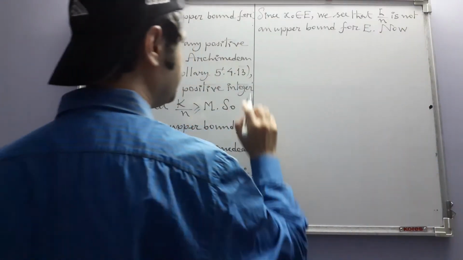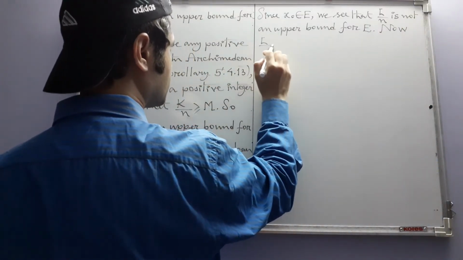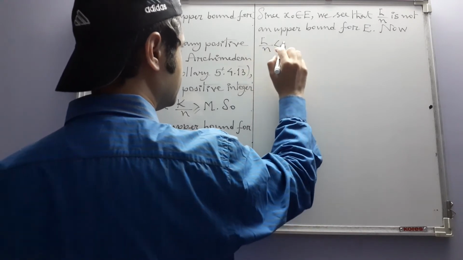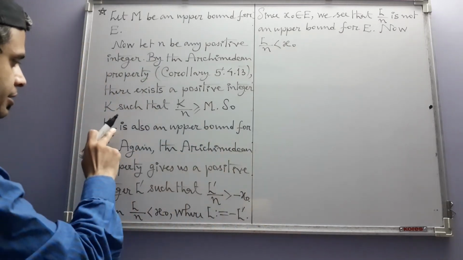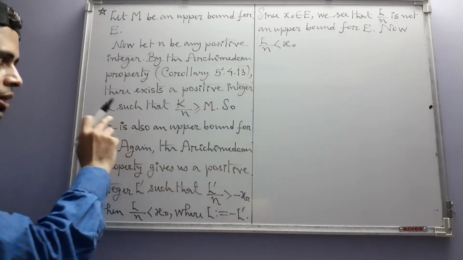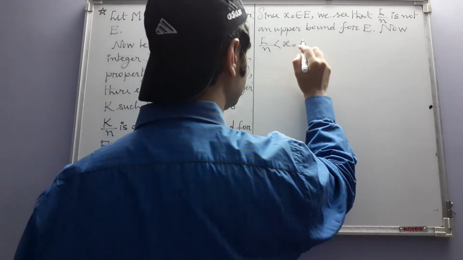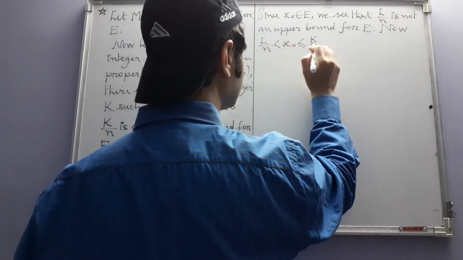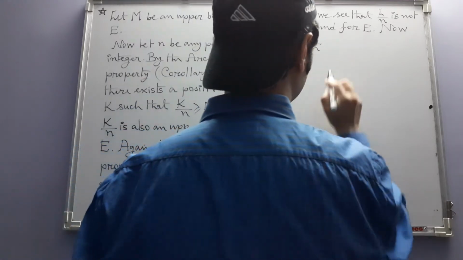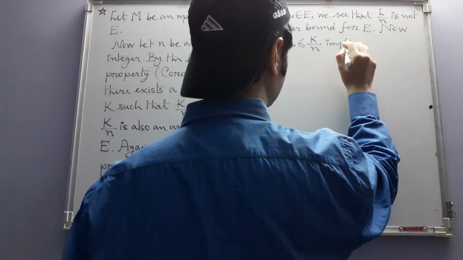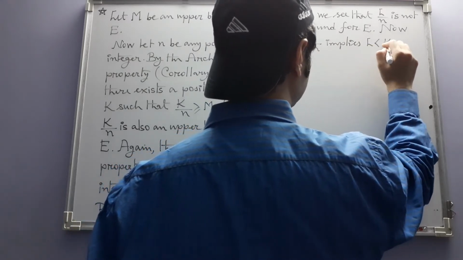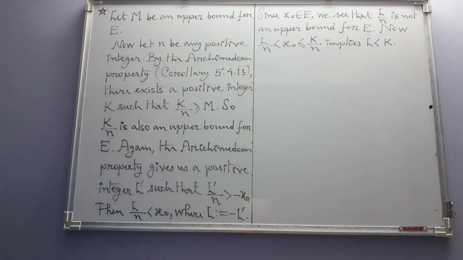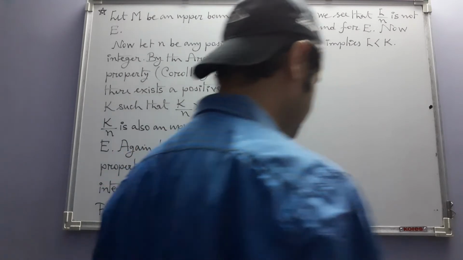Now L divided by n is less than x naught, which must be less than or equal to k divided by n, because k by n is an upper bound for E. This implies L must be strictly less than k. The integer L must be less than the integer k.